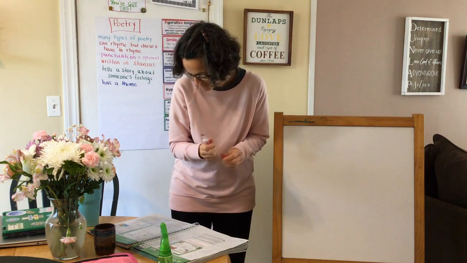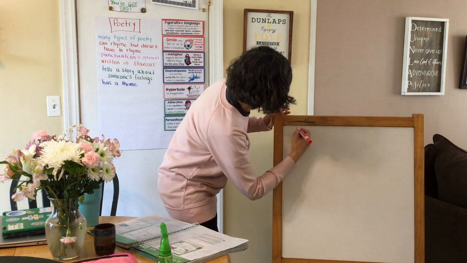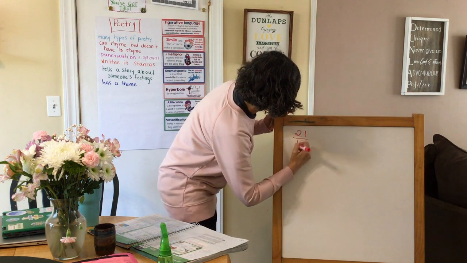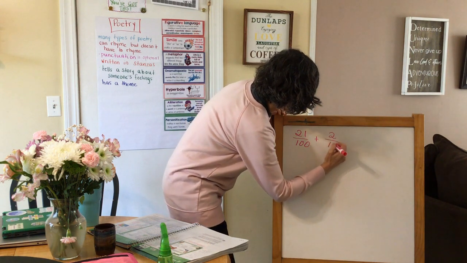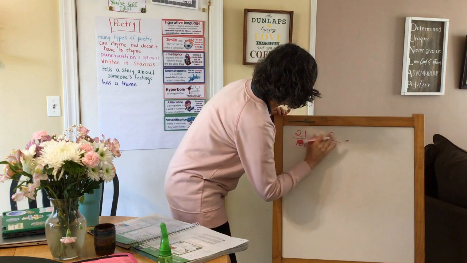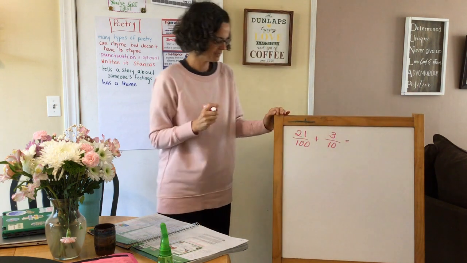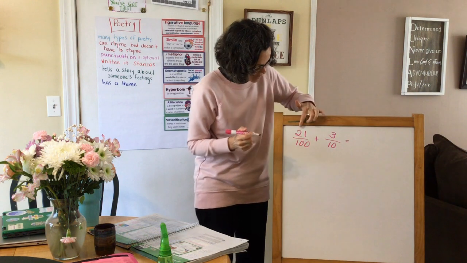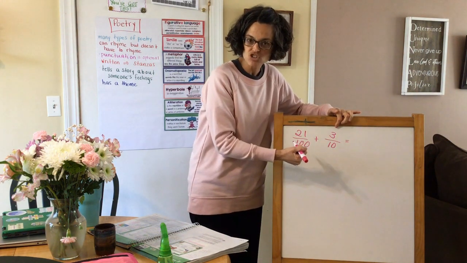All right, so let's try another one. Let's try 21 hundredths plus 2 tenths. We just did 2 tenths. Let's make it 3 tenths. How about that? Okay, so 21 hundredths plus 3 tenths. Can I add them up together right now just like they are?